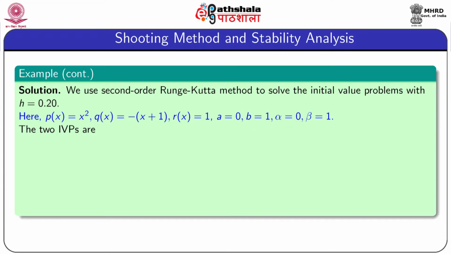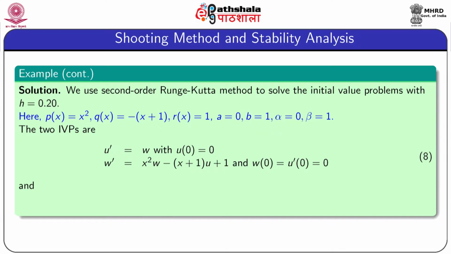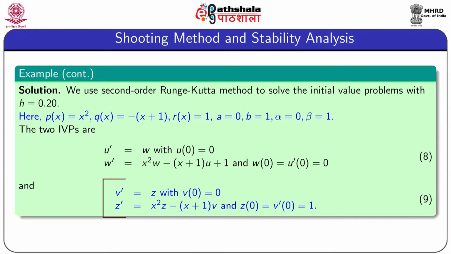The two initial value problems are: the first one is u prime equal to w with u(0) equal to 0, and the second equation is w prime equal to x square w minus (x plus 1) u plus 1, with the initial condition w(0) equal to 0. And the second problem is v prime equal to z with v(0) equal to 0, and the second one is z prime equal to x square z minus (x plus 1) v, with the initial condition z(0) equal to 1. So, these two pairs of equations can be solved with the help of the second order Runge-Kutta method.